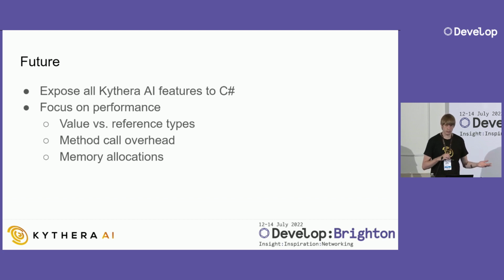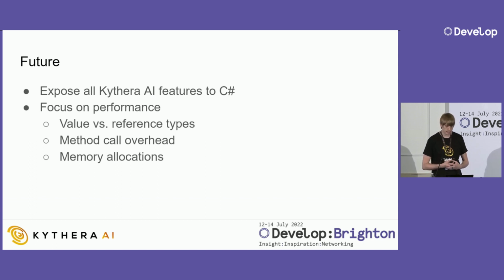Another thing I want to do is focus on performance. I've talked quite a bit about value versus reference types. So I want to figure out basically for every class, is it worth it to have it as a reference type, or should you have a value type? Obviously, you always have trade-offs, so I want to do some micro benchmarks on that to figure out which makes sense for which use case.